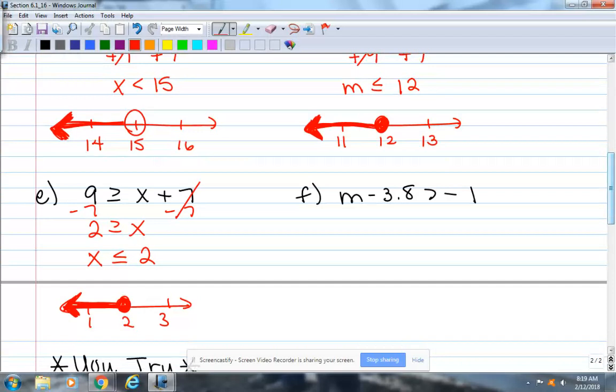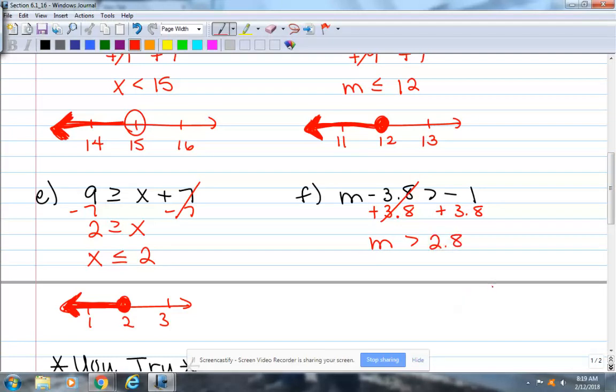So it says m minus 3.8 is greater than negative 1. So how do we get m by itself? Add the 3.8. What's negative 1 plus 3.8? 2.8. So m is greater than 2.8.